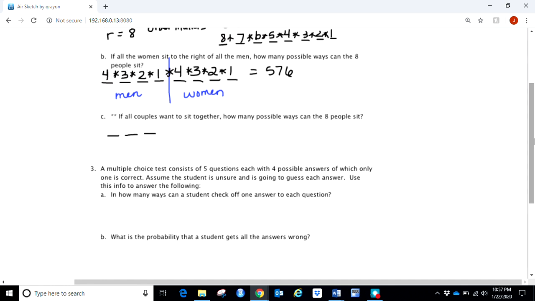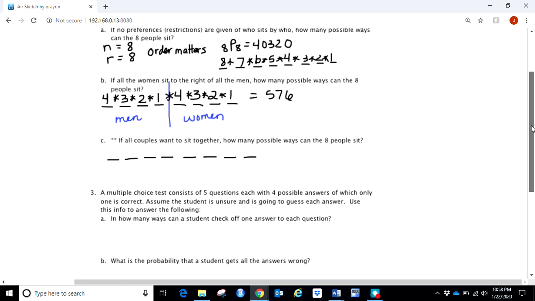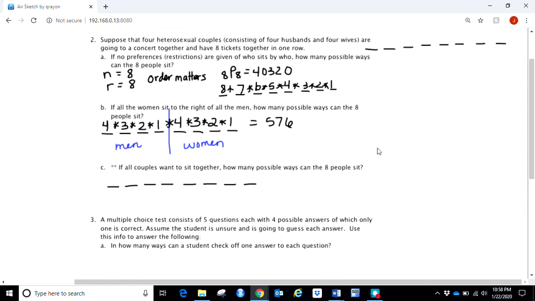Although there are multiple ways to approach this problem, I'm going to be explaining it in the way that seems to make the most sense to the most students. So let's think through how we're going to start this. Husbands and wives have to sit together. Well, for this very first seat, anyone could sit there, right? Any of those 8 people could sit in that first seat.